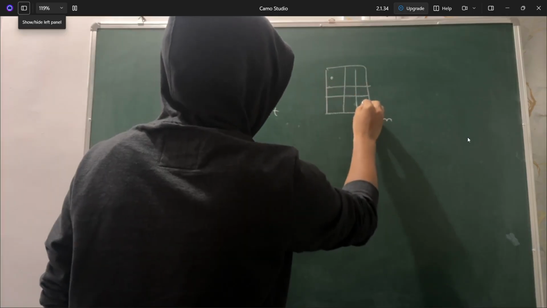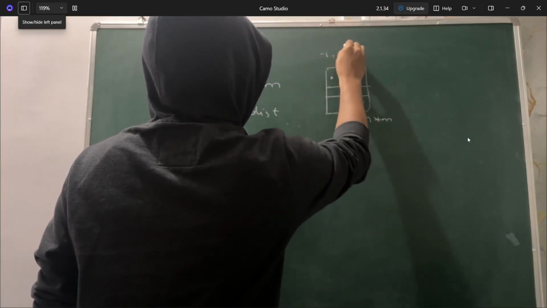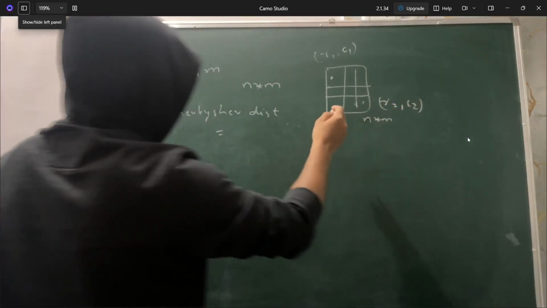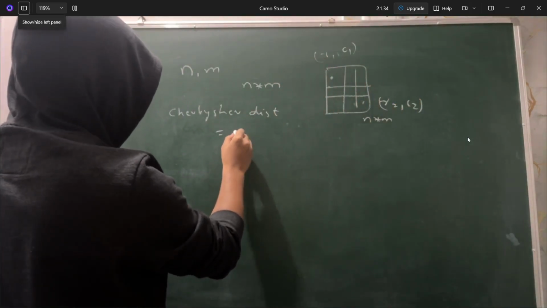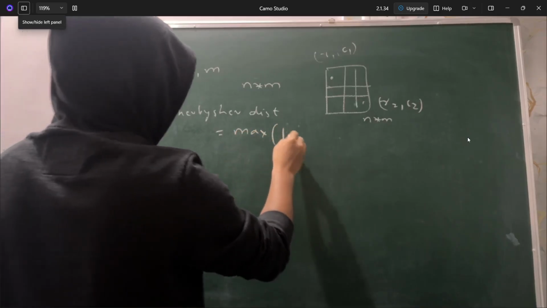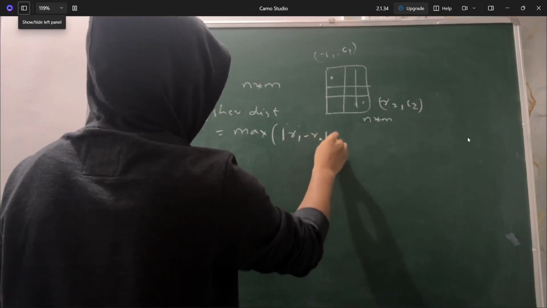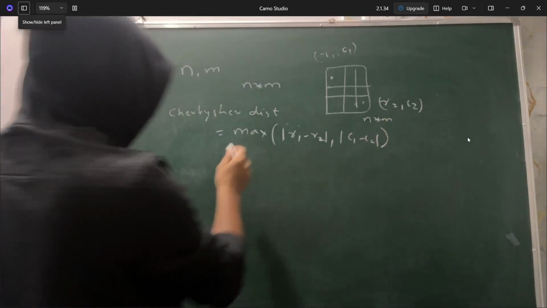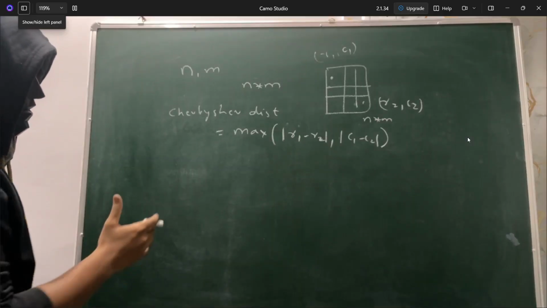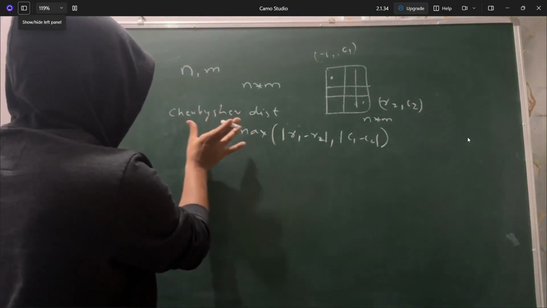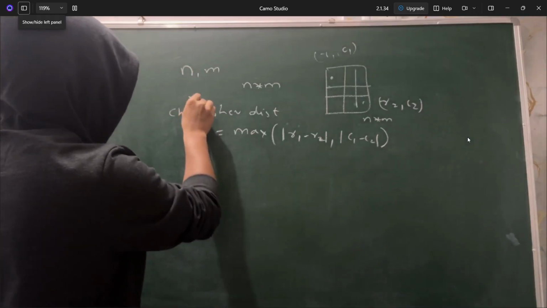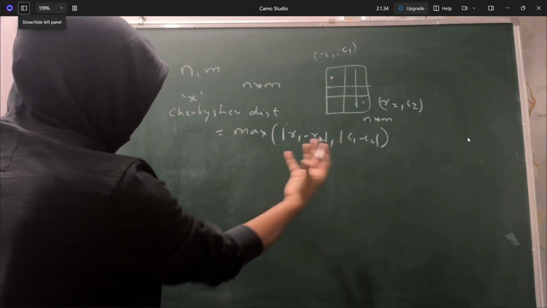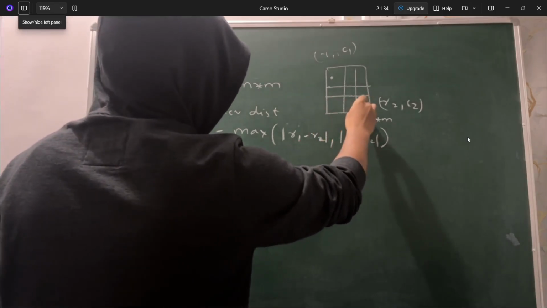Say we have one point here, R1 comma C1, where R1 is basically row 1, and another point R2 comma C2. The distance between these two points is given by the max of modulus of R1 minus R2, comma, C1 minus C2. This is the distance they are talking about. I don't know how to pronounce this name. Actually, you'll have to find the distance between centers. Initially in the grid we don't have any sensors.